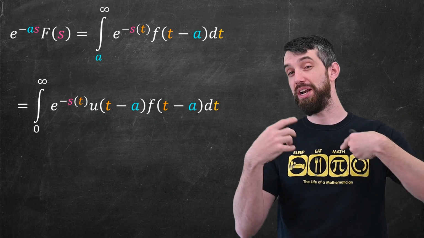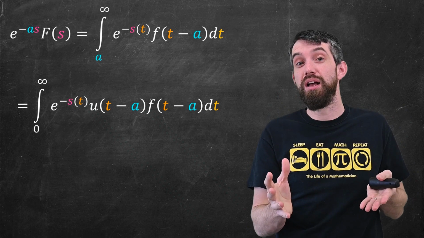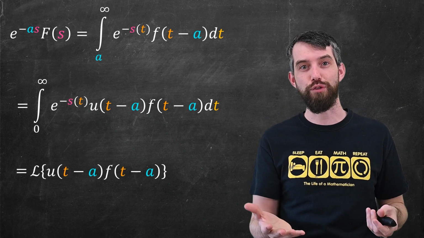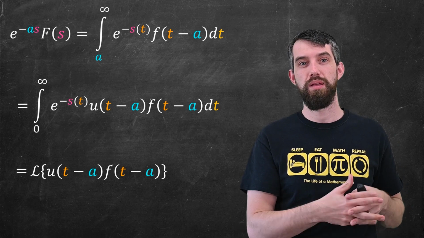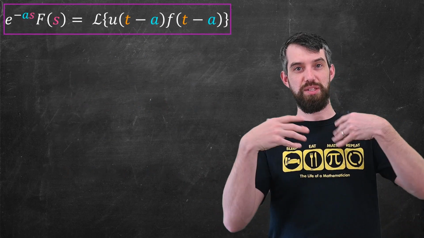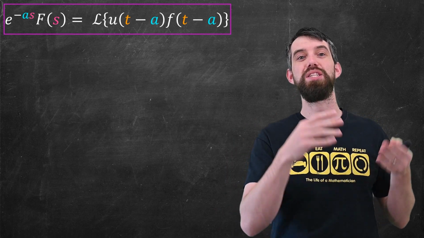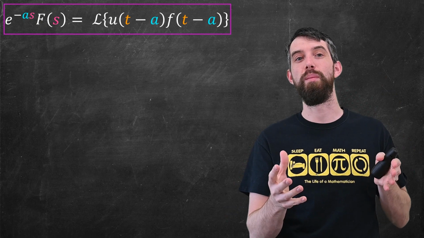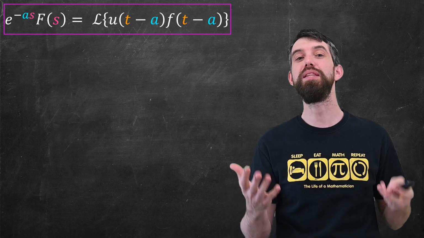The advantage, however, of writing it this way, where it goes from 0 to infinity, is this is exactly the Laplace transform. It's the Laplace transform of u of t minus a times f of t minus a. So putting everything together, I have seen that indeed this particular Laplace transform is just e to the minus as times the Laplace transform of the little f of t, this capital F of s. All right, so let's see an example of this.